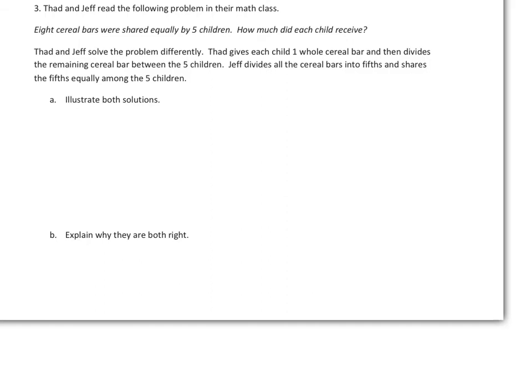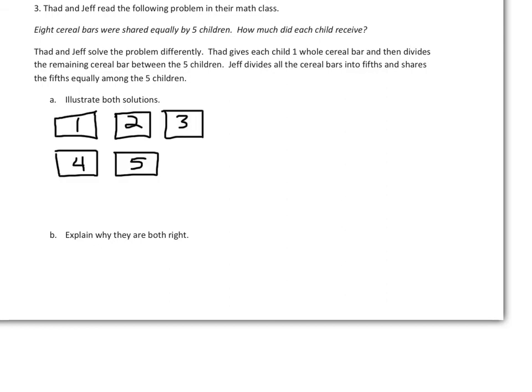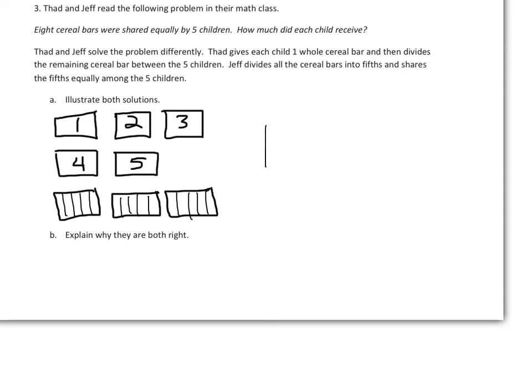Let's start with Thad's. Thad starts out by giving all 5 children their own cereal bar, so let's illustrate that now. With each child getting their own cereal bar, that leaves us with 3 more cereal bars left over. The remaining 3 cereal bars now have to be split into fifths. I'll illustrate this at this time. With the cereal bars now split into 5 pieces, each of the 5 students would get 1 of those from each of the 3 cereal bars, so they would each end up with 1 3/5 of a cereal bar.